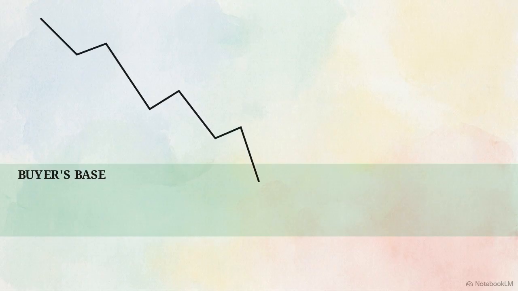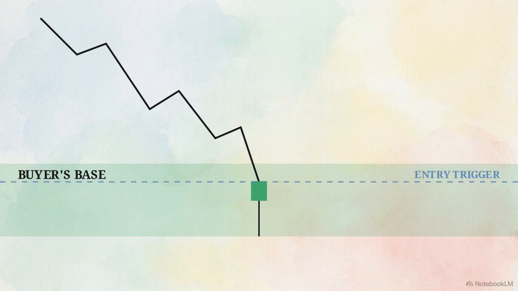Execution begins when the price returns to retest a previously established buyer's base. In this scenario, we look for the footprint. If a hammer candle forms directly within the base, it indicates that buyers are active in the expected area. The trade is triggered only when the next candle breaks the high of the hammer. This move confirms that the upward momentum has actually resumed.